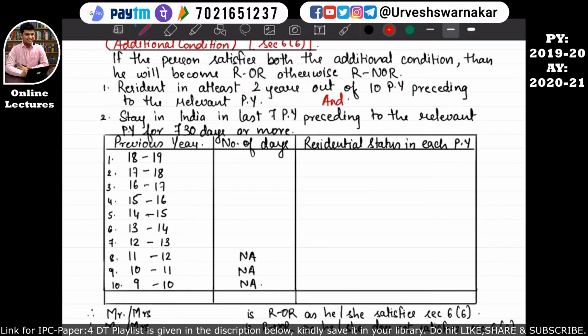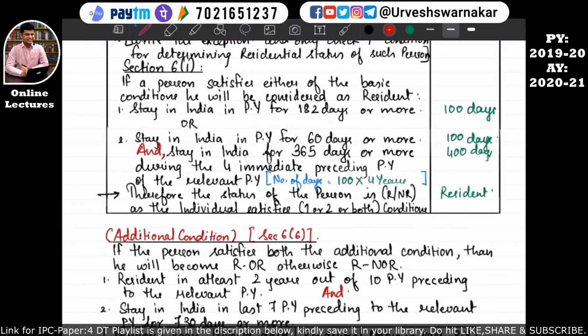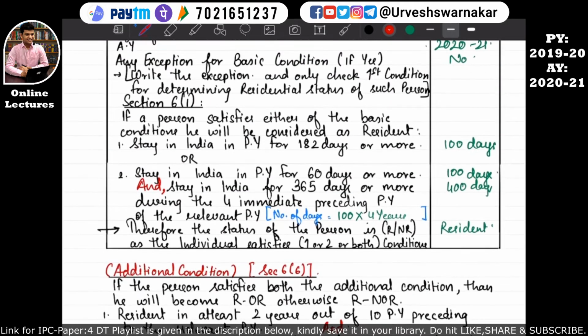Okay. So how will we calculate that? The question has said that he has visited every year for at least 100 days. So for 18-19 also, if we assume this was the previous year, in 18-19 he would have also visited for 100 days. Here the first basic condition was not getting satisfied, but the second condition got satisfied. He has satisfied the second condition, and that's why he is resident.